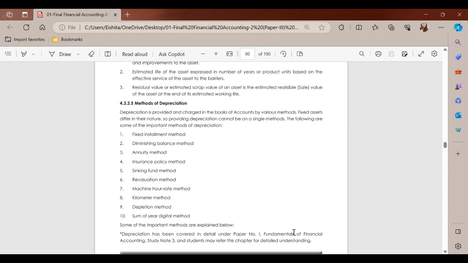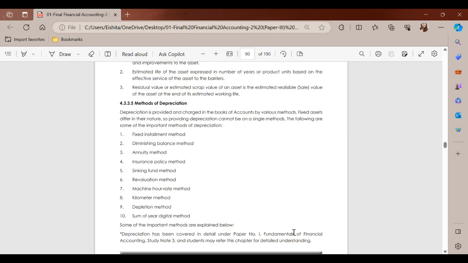That is revaluation. Machine hour rate. Here the machine is limited. The machine has a limited life. Its life is 1 lakh hours of running. So however many hours in the year I run, I will charge depreciation accordingly. Machine hour and kilometer have the same meaning.